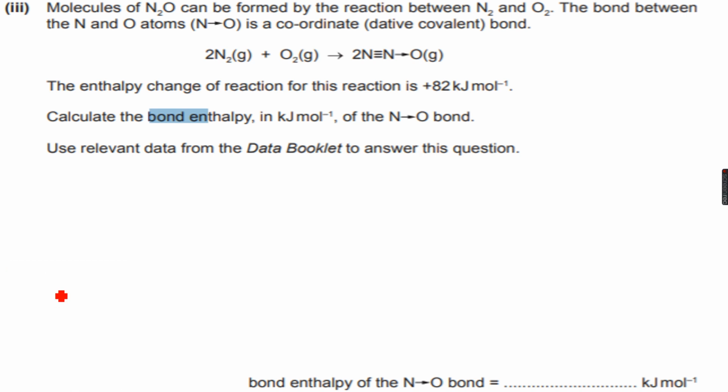Molecules of N2O can be formed by the reaction between N2 and O2. The bond between the N and O atoms, which is this bond, is a coordinate bond. You know that from my last playlist on chemical bonding, this is how coordinate bonds are represented by an arrow. So the NO coordinate bond. The enthalpy change of reaction for this reaction is plus 82 kilojoules per mole. Calculate the bond enthalpy in kilojoules per mole of the NO bond. Use relevant data from the data booklet to answer this question.